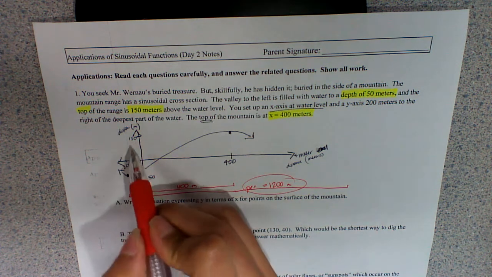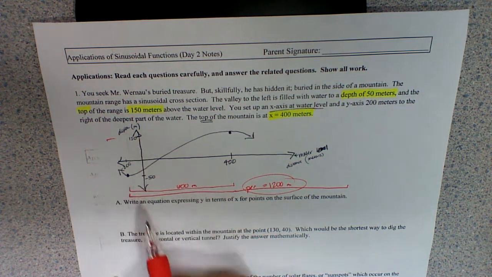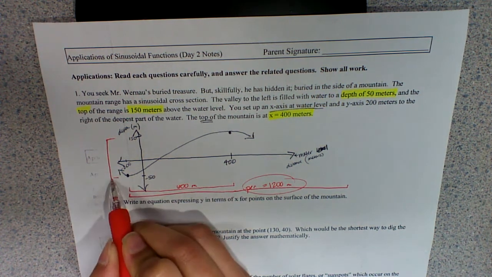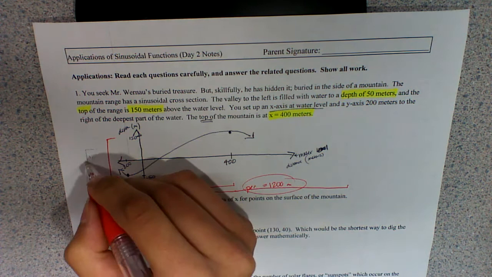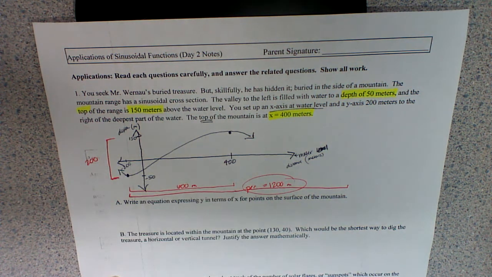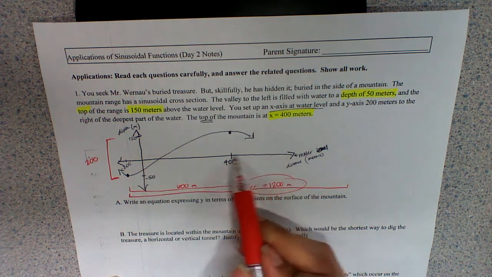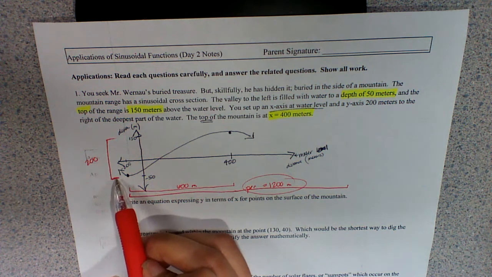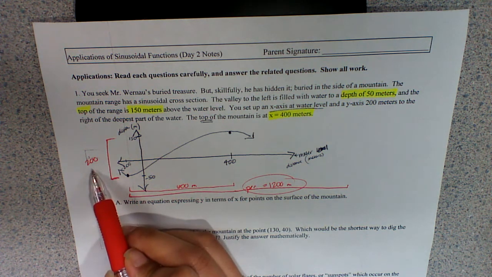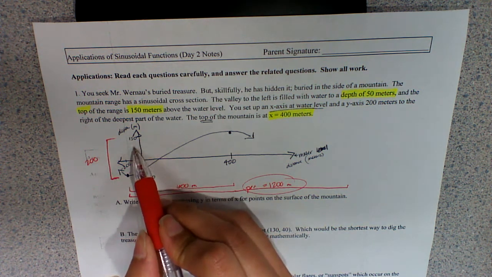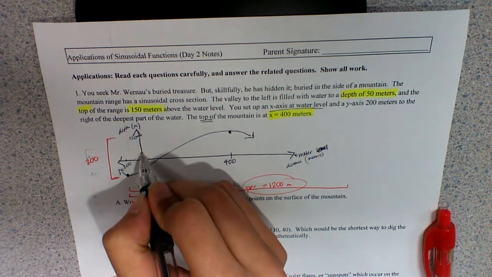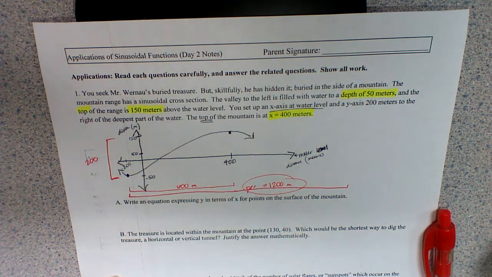So if I know that my highest point is at 150, and I know my lowest point is at negative 50, then I know my total distance is 200. Now, to find the center line, I actually need to find the middle of that distance, half of that distance. So half of that distance would be 100. Now I need 100 down from 150, which is going to be at positive 50.